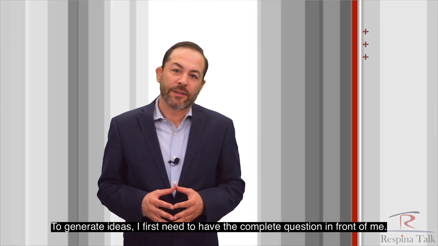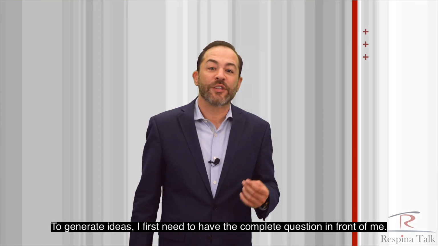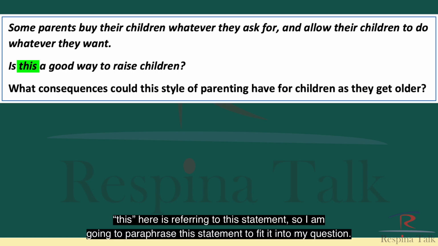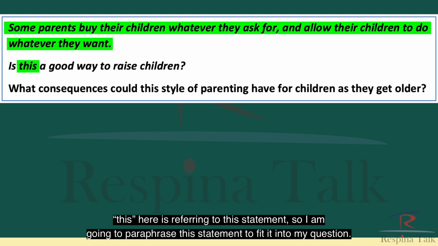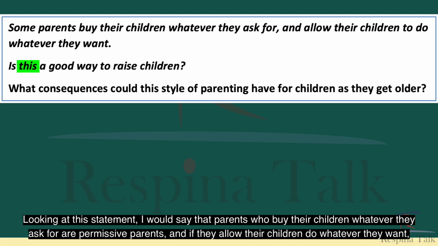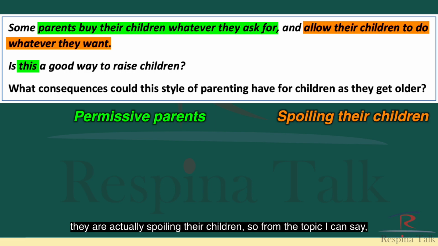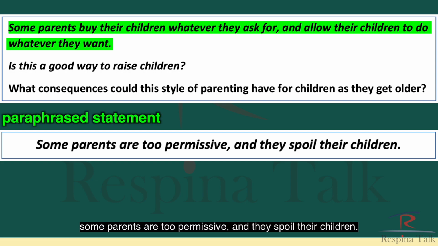To generate ideas, I first need to have the complete question in front of me. This is the first question I have to answer. This here is referring to this statement, so I'm going to paraphrase this statement to fit it into my question. Looking at this statement, I would say that parents who buy their children whatever they ask for are permissive parents, and if they allow their children to do whatever they want, they're actually spoiling their children. So from the topic, I can say, some parents are too permissive and they spoil their children.